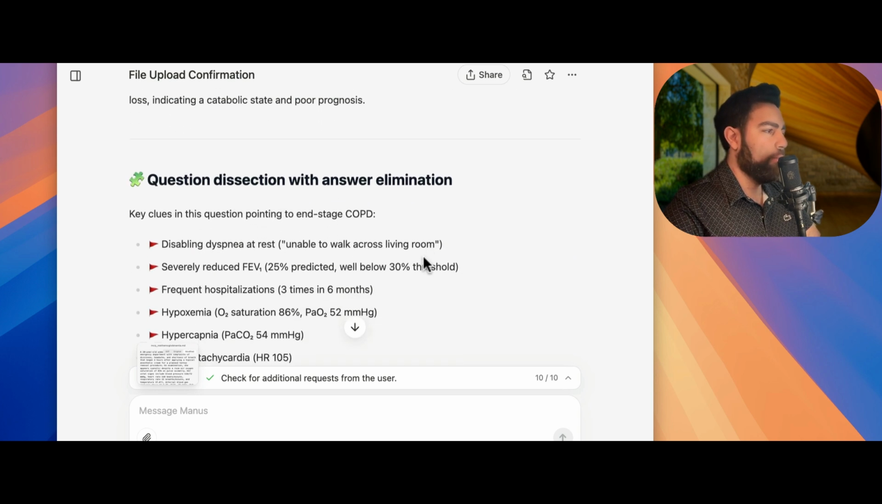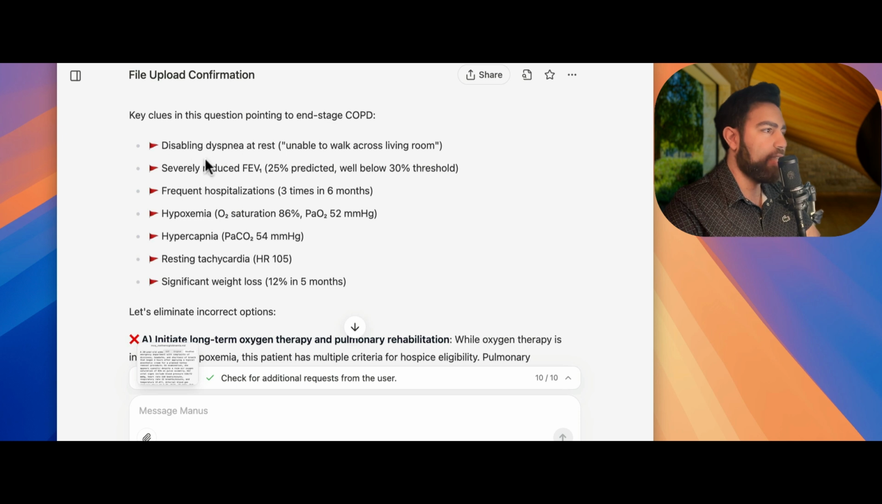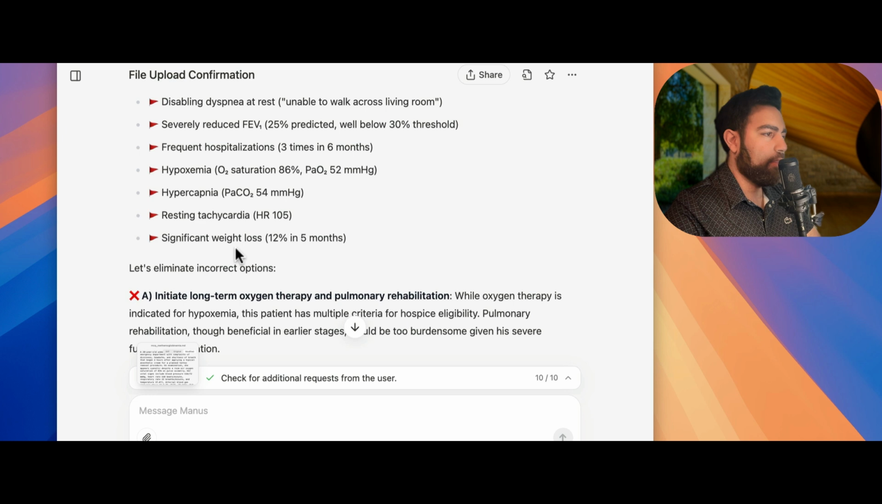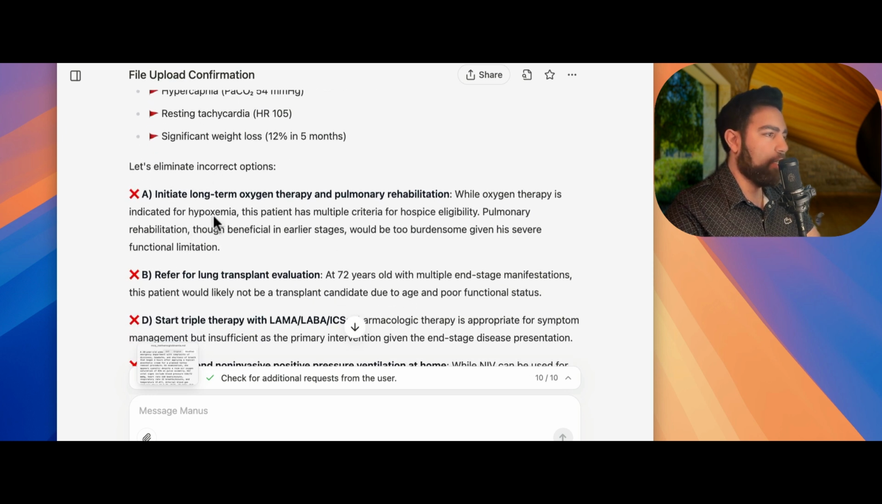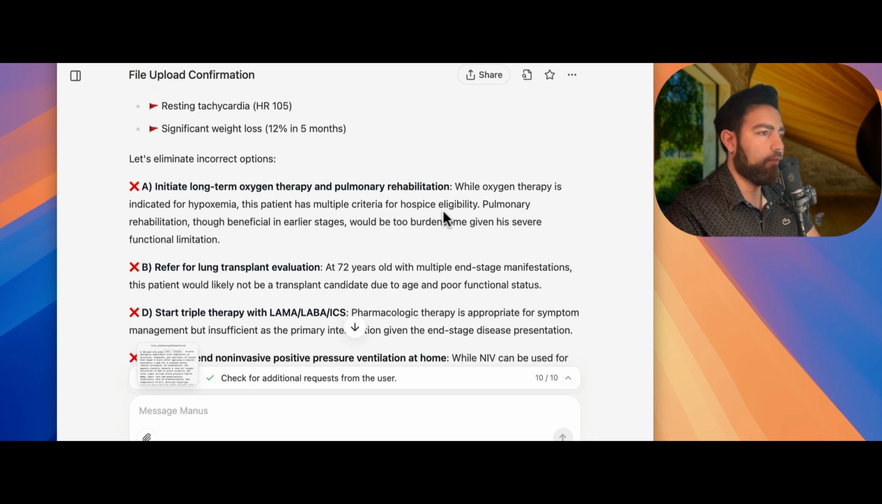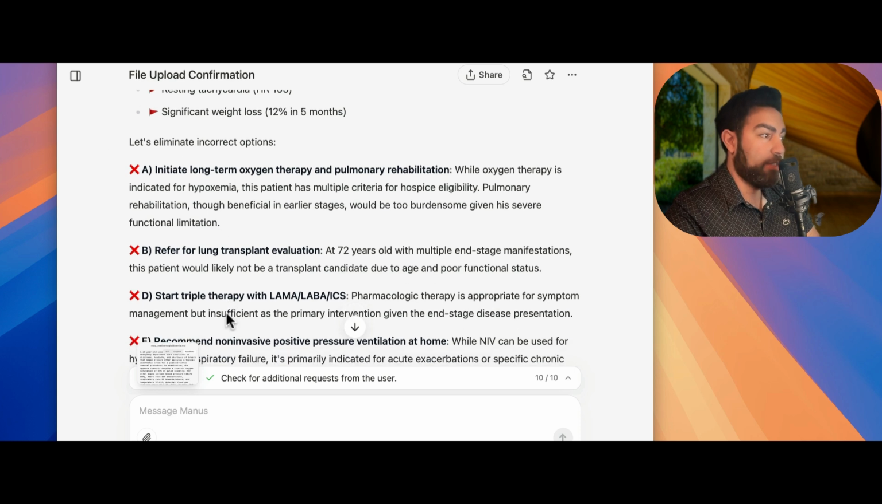So the key clues here were that this is very disabling, right? The FEV1 is well below the 30% threshold. There is frequent hospitalization. There's hypoxemia. There's hypercapnia. There are also changes in vital signs and weight loss. So the first option was to initiate long-term oxygen therapy and pulmonary rehab. While oxygen therapy is indicated for hypoxemia, the patient meets multiple criteria for hospice eligibility. Pulmonary rehab, though beneficial in early stages, would be too burdensome given this amount of functional limitation.